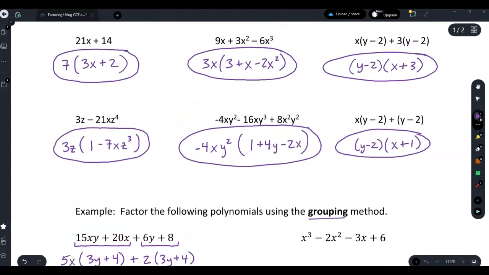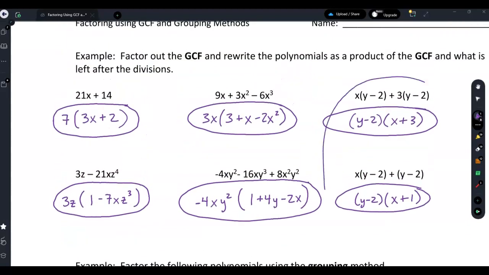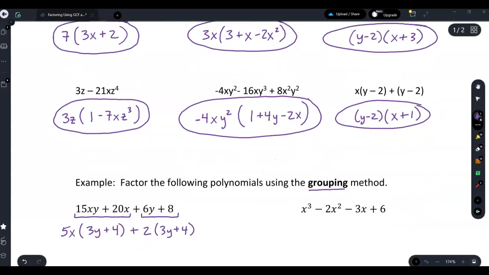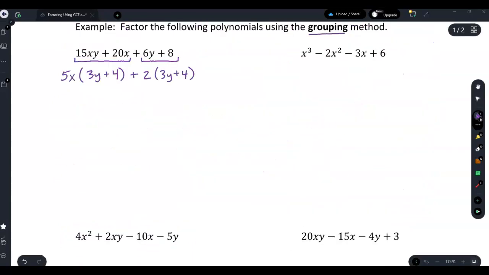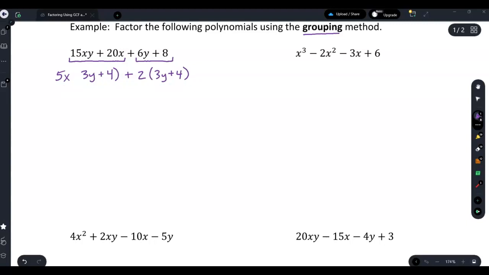And then this goes back to some problems that we did when we did the GCF method. I'm just looking at this now as a whole again and saying, what do they have in common? Well, this half and this half both have a 3y plus 4 in common. So I'm going to go ahead and factor out the 3y plus 4 as my GCF, and then I'm going to write what's left in parentheses when I factor that out.